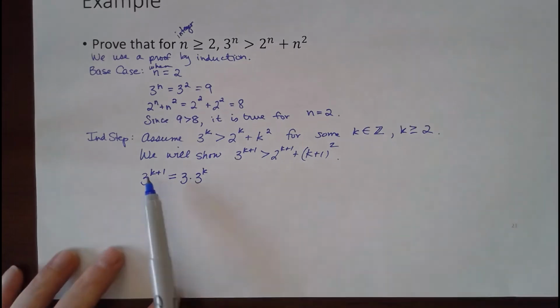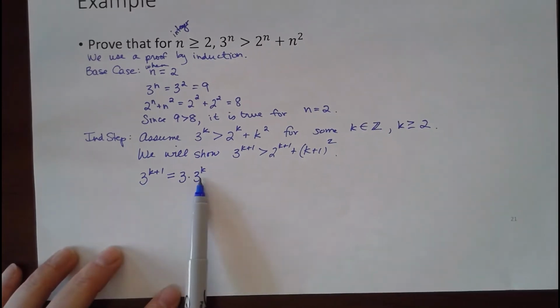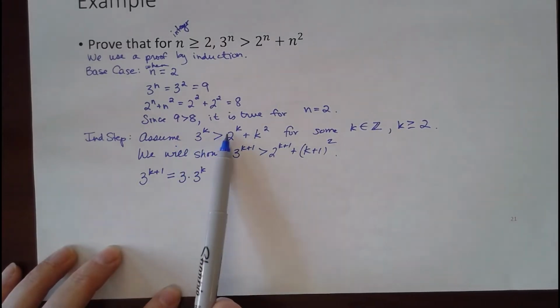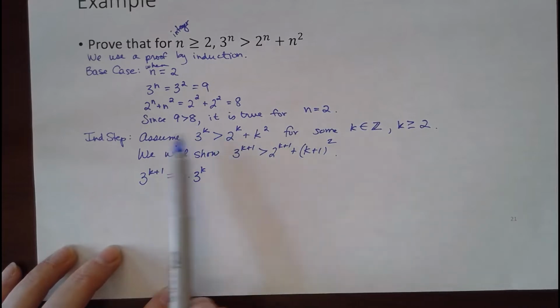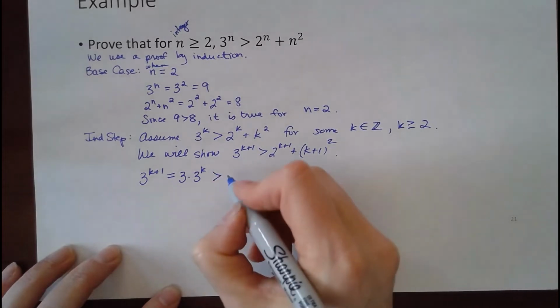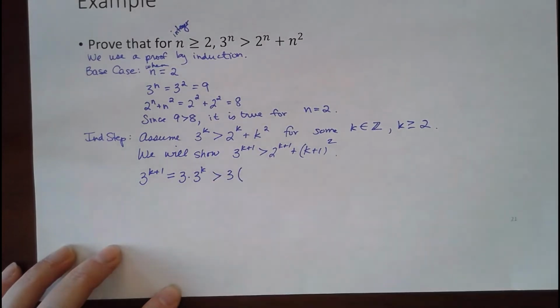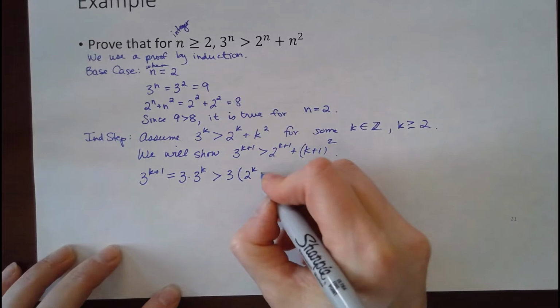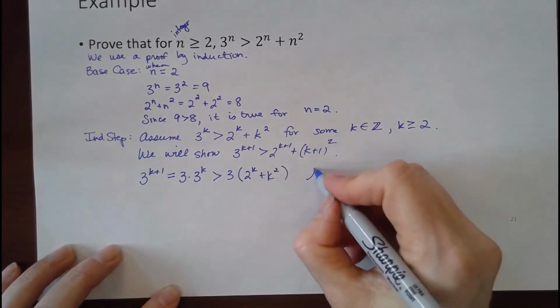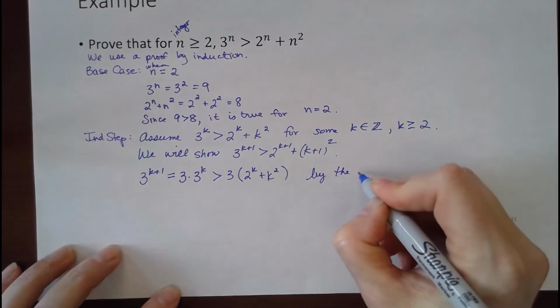All right, so I know that this is equal to 3 times 3 to the k, and now I have this 3 to the k. Okay, so imagine if I have 3 to the k greater than this. If I multiply both sides of this inequality by 3, then that inequality will stand. So I know that this has to be greater than 3 times 2 to the k plus k squared, as long as this is true. So this would be by the inductive hypothesis.